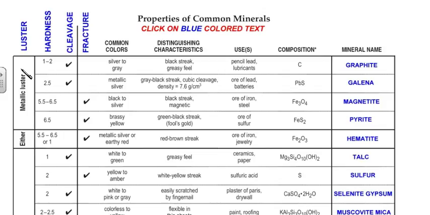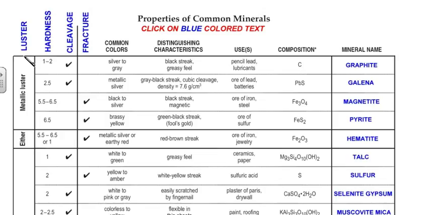Now each one of these characteristics below corresponds to the mineral name on the right-hand side. So everything along this is all graphite, and everything here is a hematite characteristic. The characteristics are similar for some of them, but the differences are what will help you identify them.